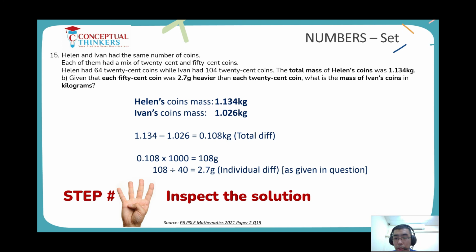Then we know that there will be a difference in terms of the 50-cent coins against 20-cent coins, Helen's 50-cent coins and Ivan's 20-cent coins. The difference is 40. So we take 108 divided by 40, and we will get 2.7 gram. And this is given by the question here. Okay, so this is the way that we check and see whether our calculation and our steps make sense. We call this our inspection step to check our solution.